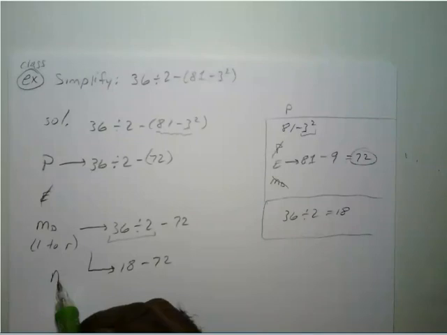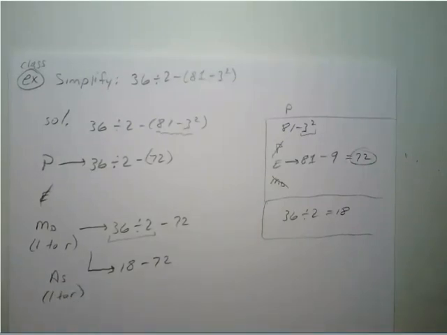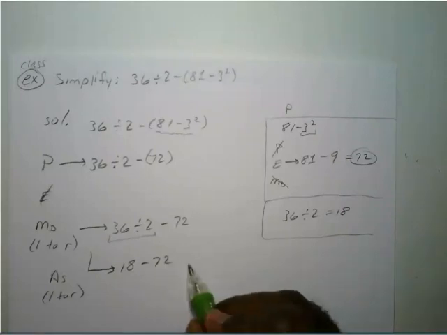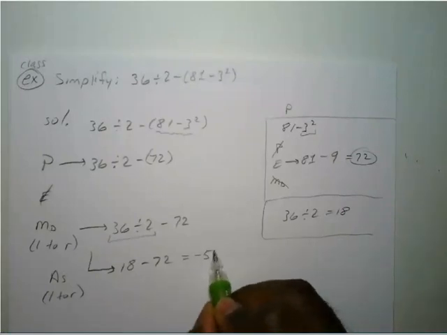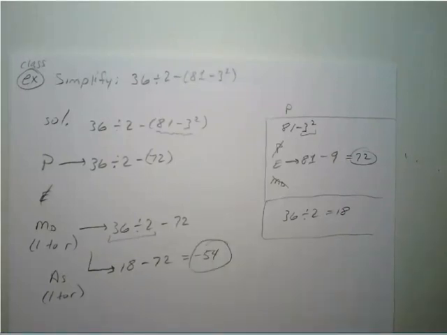So we do our adding and subtracting from left to right. You don't have to write that down if you don't want to. So 18 minus 72 is equal to negative 54, which is our final answer.